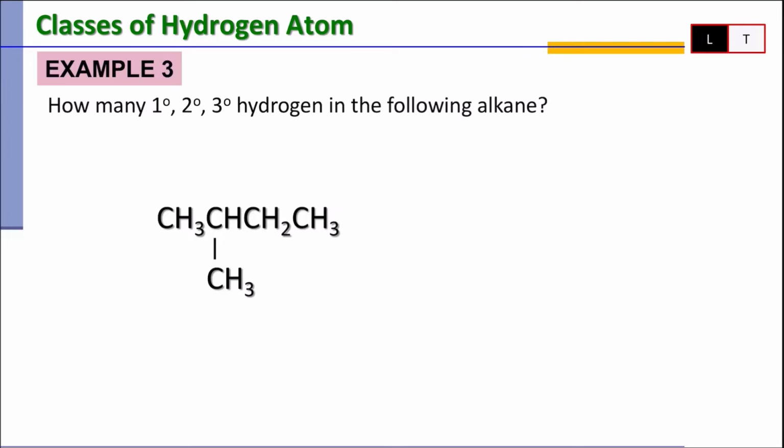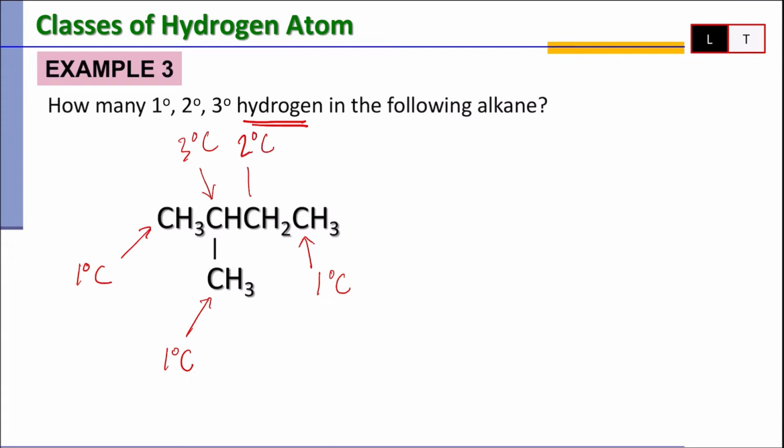So example 3, how many primary, secondary, tertiary hydrogen in this following alkane? Dia minta class of hydrogen. Ingat, nak kelaskan hydrogen, kita kena tahu kelaskan carbon. So keluarkan information. Kalau awak boleh nampak dengan jelas, this carbon is primary carbon. Ini pun primary carbon. Ini pun primary carbon. And for this one, ini adalah tertiary carbon. Okay, saya label carbon dulu. And this one adalah secondary carbon.